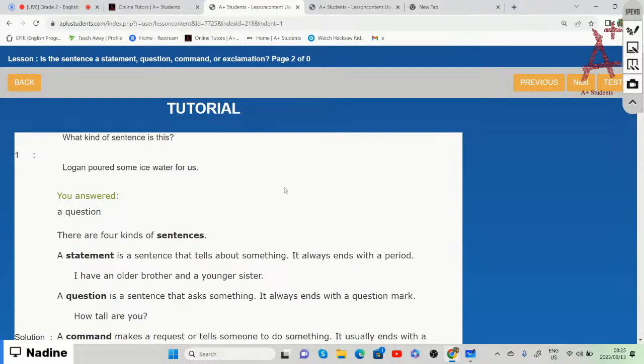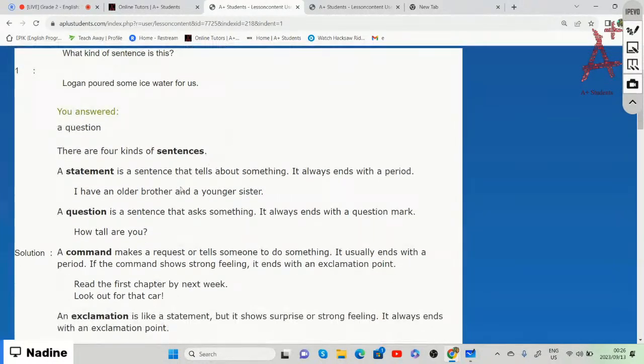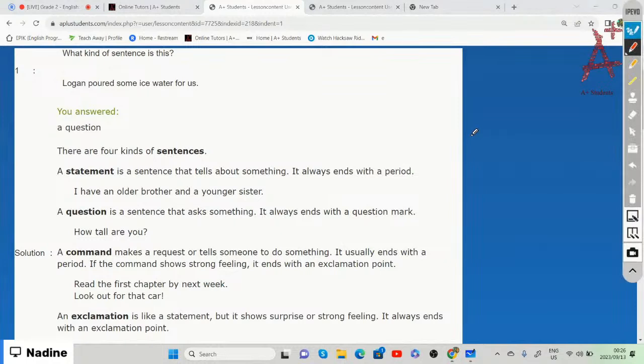Is it a question? Is it a command or an exclamation? To make it a bit easier, we have four kinds of sentences. A statement ends with a period. A question ends with a question mark. A command ends with either a period or an exclamation point, and an exclamation ends with an exclamation point.